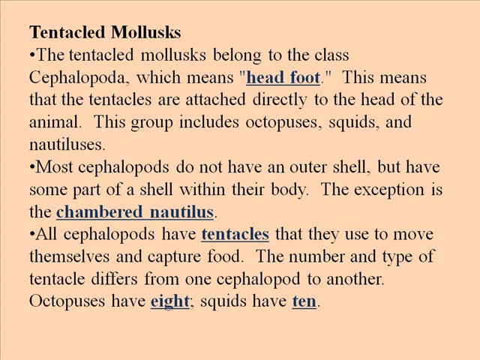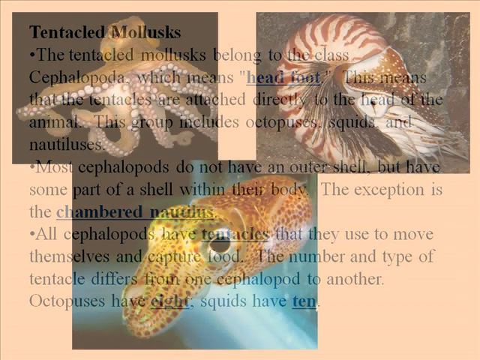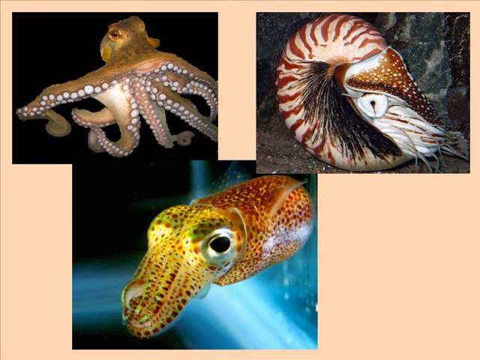If you were to look for the mouth of these guys, it's going to be in the middle of all the tentacles. And depending on the cephalopod will determine how many tentacles it's going to have. Your octopus will have 8 tentacles, your squid will have 10. It'll have 8 similar to the octopus, but then it's going to have 2 longer ones that it uses to grab food with. The top left picture is an octopus, the top right picture is a chambered nautilus, and the bottom picture is a baby squid.